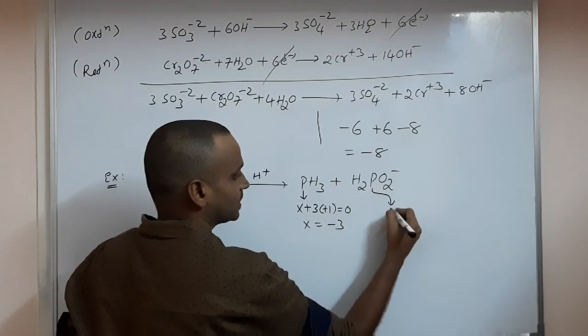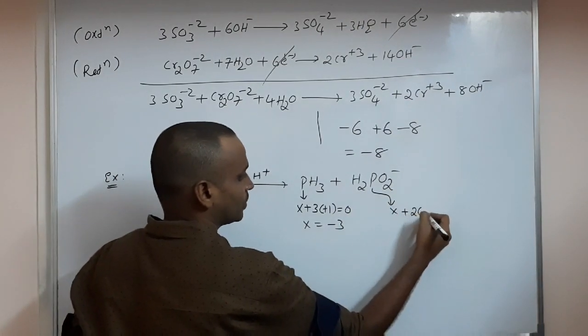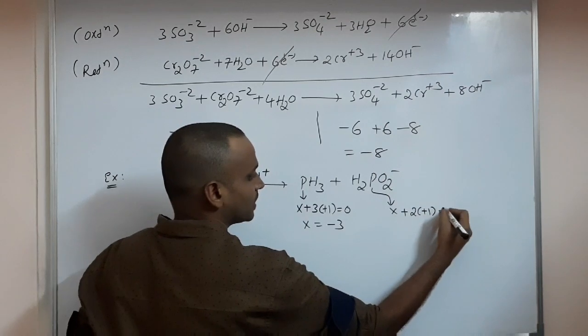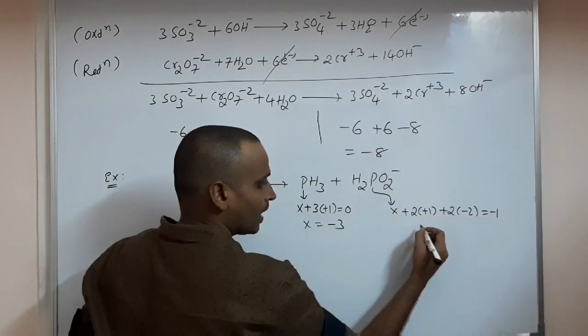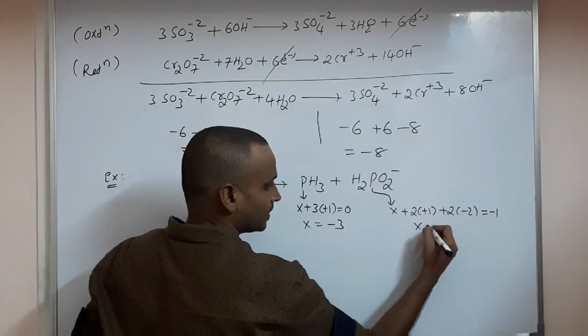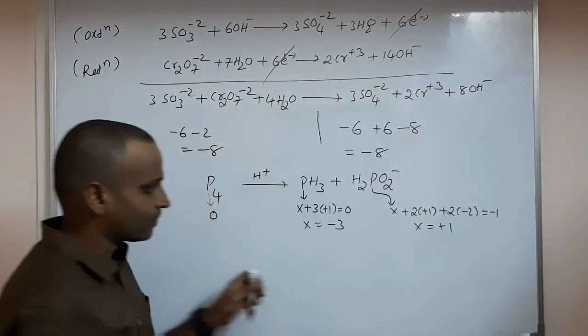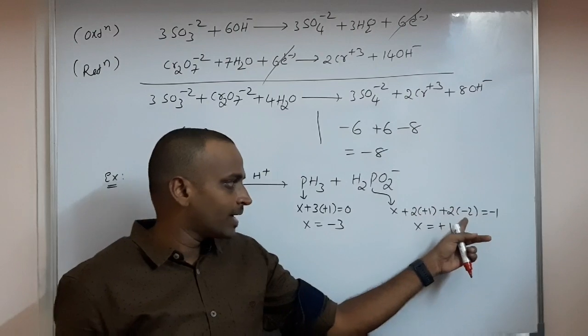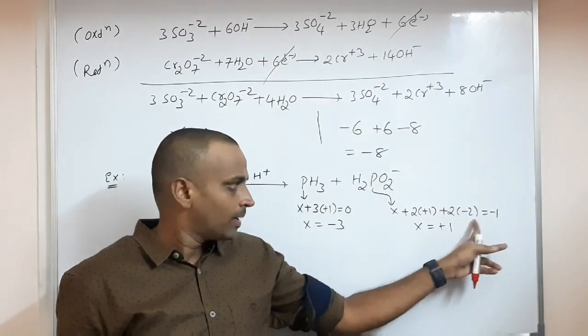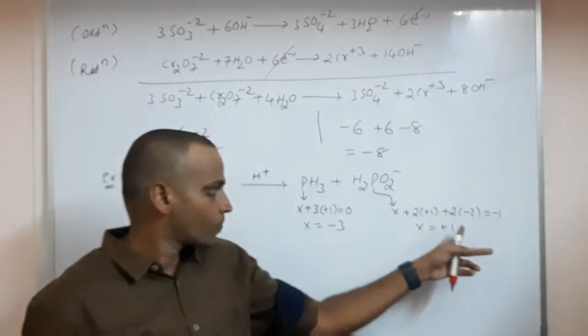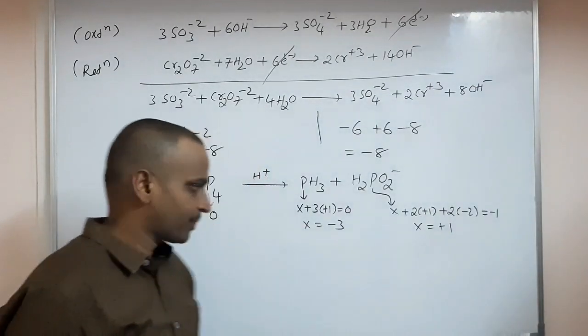And here the phosphorus is X plus 2 hydrogens, 2 into plus 1, 2 oxygens, 2 into minus 2, is equal to minus 1. Then X is equal to plus 1 you will get, because plus 2 and minus 4 is minus 2, which goes to that side as plus 2, so X equal to plus 1.